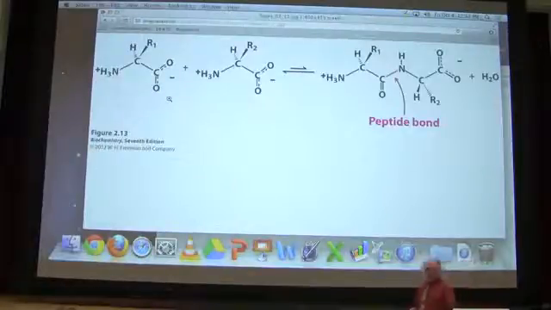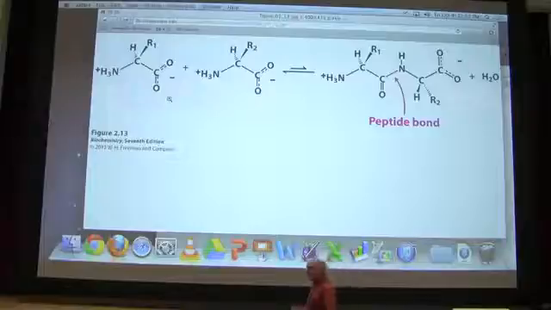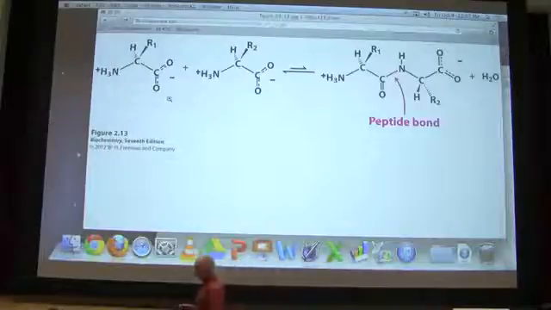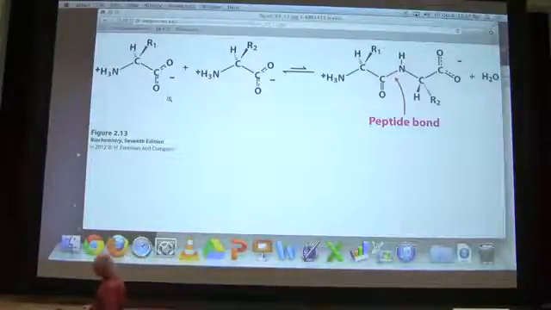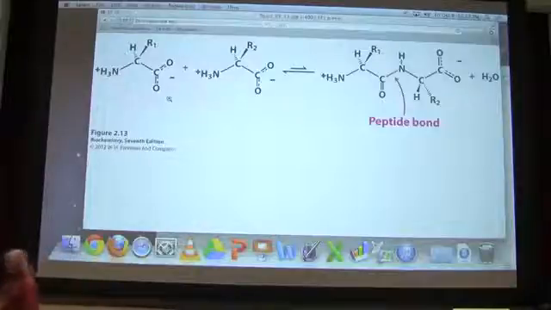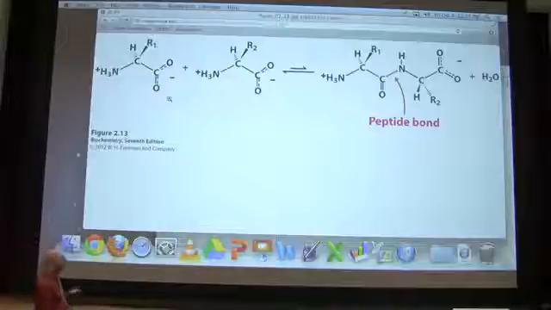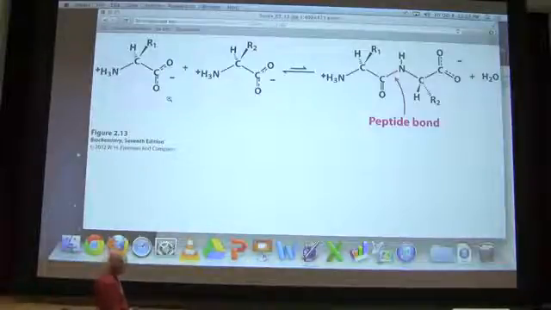All right. Here on the screen is depicted the synthesis of the beginning of a protein. It's the joining of two amino acids. The two amino acids are joined in the following way. The alpha carboxyl of one is joined to the alpha amino of another.